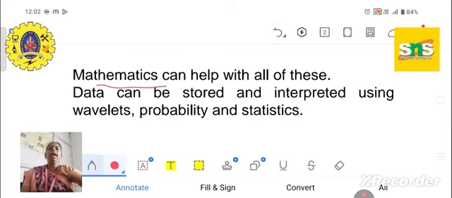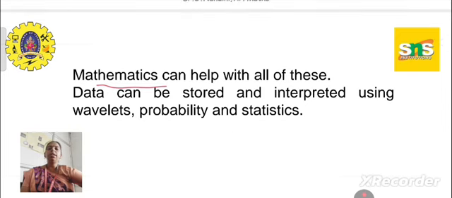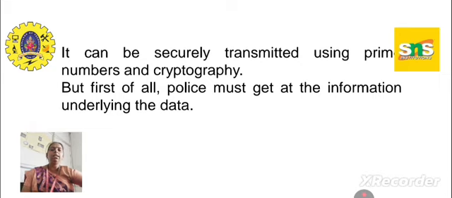Mathematics can help with all this data. Data can be stored and interpreted using wavelets, probability, and statistics. It can be securely transmitted using prime numbers and cryptography. But first of all, police must get at the information underlying the data.